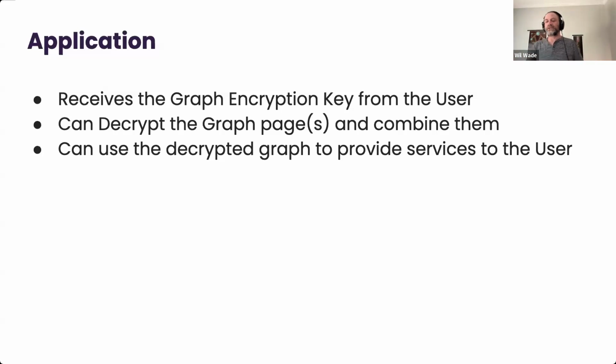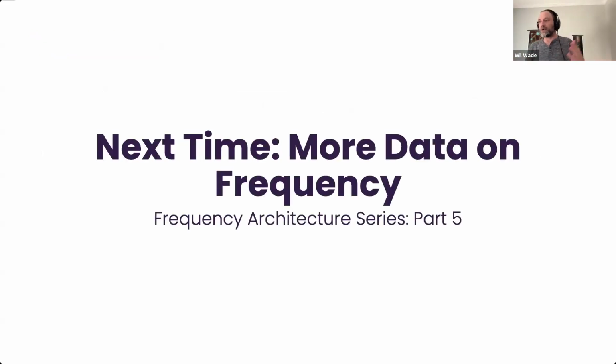We've got a lot of other parts to go through. Next time, we're going to talk more about the data on Frequency with the Frequency Architecture Series Part 5. We'll go into what time-centric data looks like. All of the graph data there was attached to the user. We'll look at what off-chain data looks like. And we'll talk about the system called schemas that powers all of these different types of data being possible on Frequency.